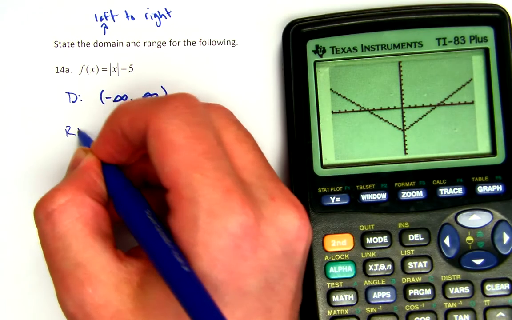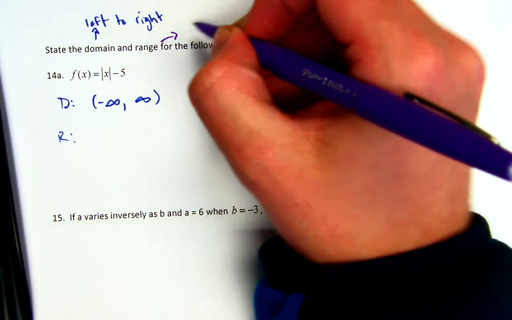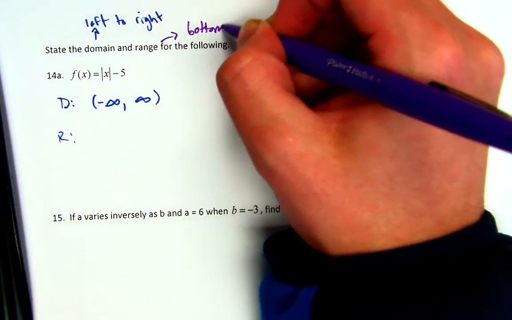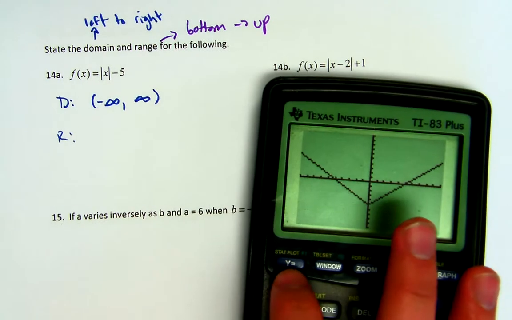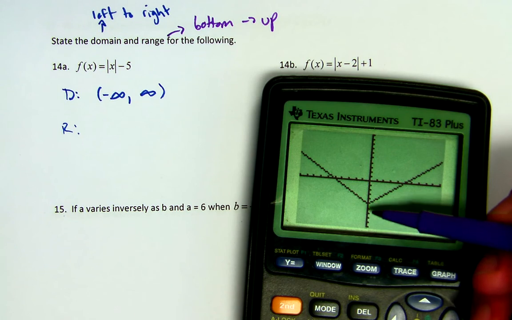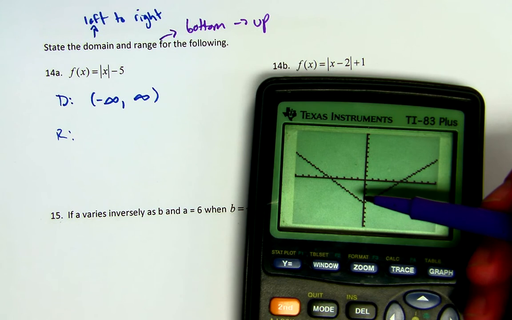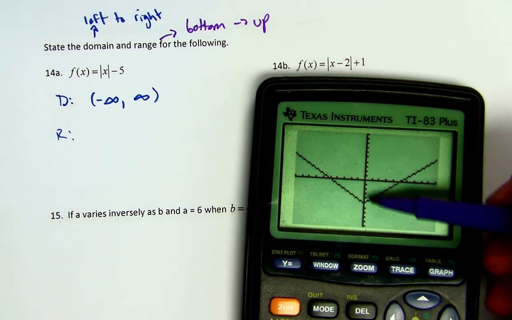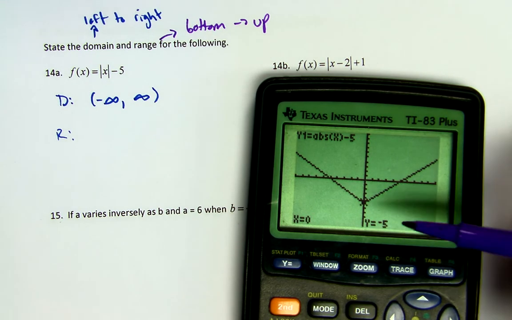Range is a little bit different. Range, you start at the bottom and you work your way up. So looking at the graph, the bottom, I have no values down here. So I need to find what that lowest point is. There's a few ways you can do it. One, you can kind of test around. I see that it's probably at 0. So hit trace, and then hit 0, and if it snaps to that lowest point, you got it.